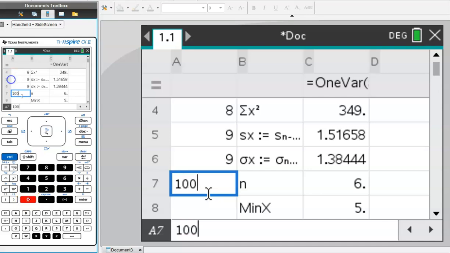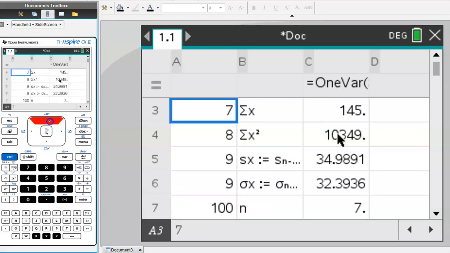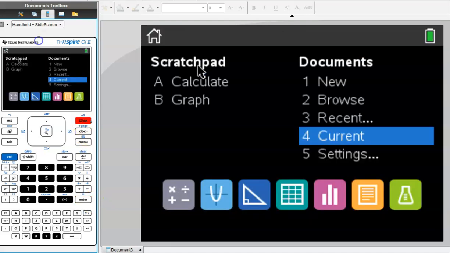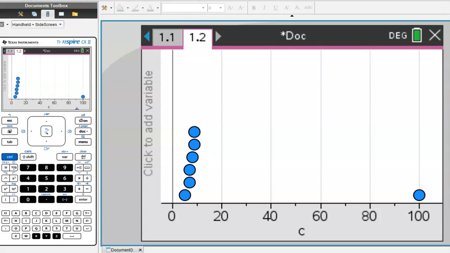So let's look at a graph of the data. Let's say we add 100 back in. Oh, I need to name my list. Let's just call it C for countries. Okay. So most of the data is over here. Here's 100 way over there. If I added 5 to every single data point, everything would shift up 5, including the 100. It would now be 105.